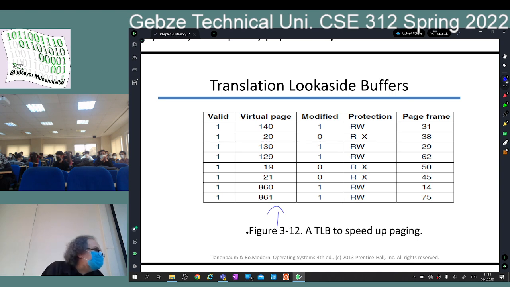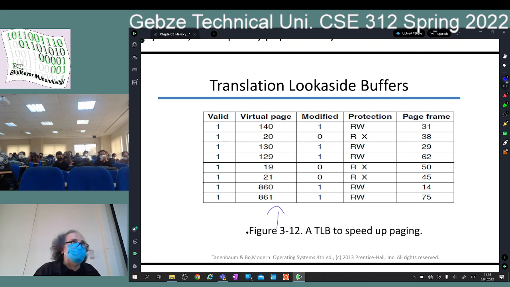Yes? Because you don't store the whole page table. You're now storing a reference to a page table, and from that page table. Yeah, exactly. That's because we don't store the whole page table. We store only a small part of it. This one says that I am keeping only the virtual page numbers 140, 20, 130, and so on. Right? So this is the reason.